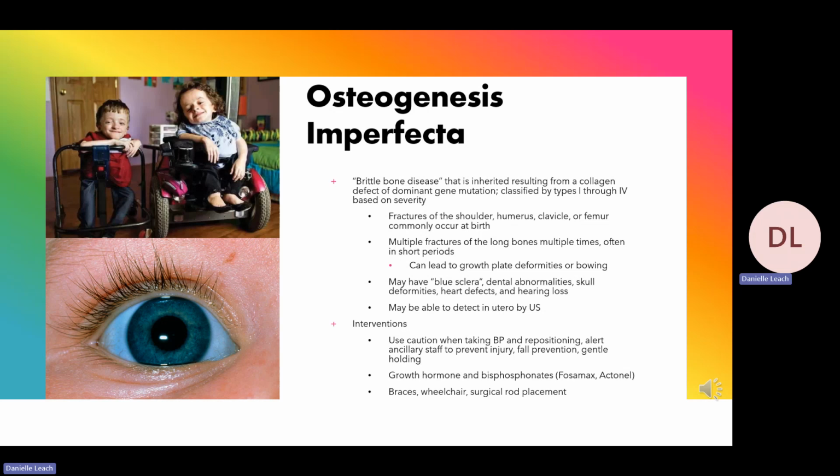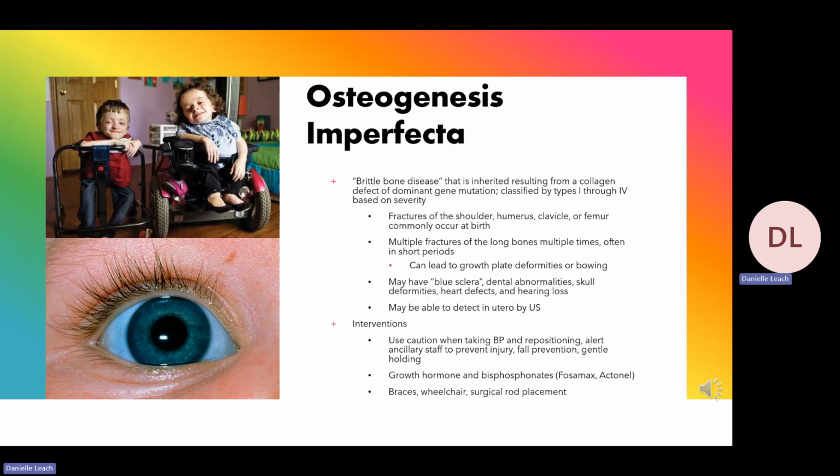Interventions, we need to be careful when we're taking blood pressure and repositioning. With the automatic blood pressure machines, they can actually injure the child. We need to alert other staff to prevent injury. Fall prevention is a big one, so making sure that they don't get hurt while in the hospital and at home. And gentle holding. Some other treatments can be things like growth hormone and bisphosphonates.